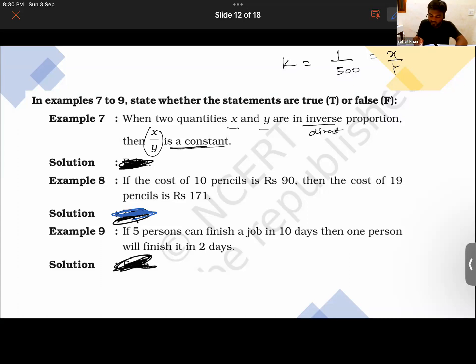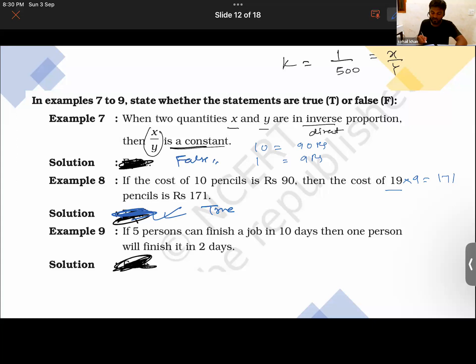So you see, for 10 pencils it is 90 rupees, meaning for one pencil it is 9 rupees. So for 19 pencils, the price is going to be 19 multiplied by 9, that is 171. So the statement here is true, while the above one was false.